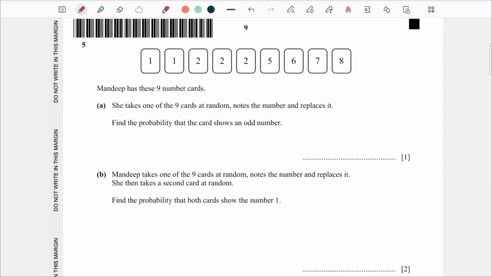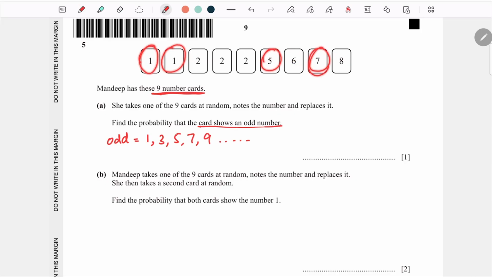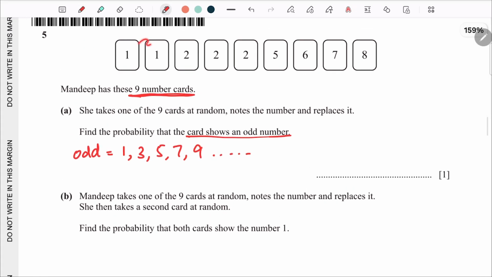Question 5. Mandeep has 9 number cards. She takes one of the 9 cards at random, notes the number and replaces it. Find the probability that the card shows an odd number. So basically odd numbers, they are 1, 3, 5, 7, 9, etc. Now these cards, they're showing 1, 5 and 7. All of these are odd numbers. So basically the cards that can show odd number are 1, 2, 3 and 4.